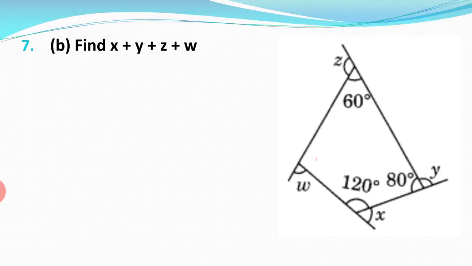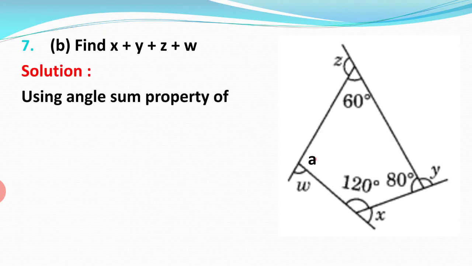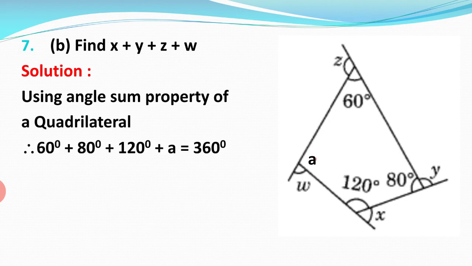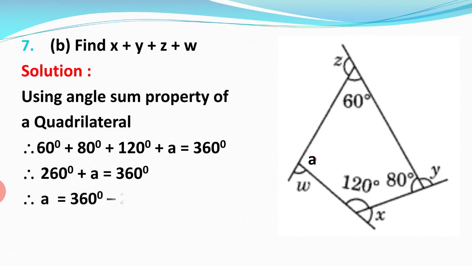Okay, so now let us go. Take that angle to be a. Then we use the angle sum property of a quadrilateral and we write it as 60 degree plus 80 degree plus 120 degree plus a is equal to 360 degree. Solving it as an equation, adding 60 plus 80 plus 120, you get 260 degree plus a is equal to 360 degree. So a value is 100 degree.